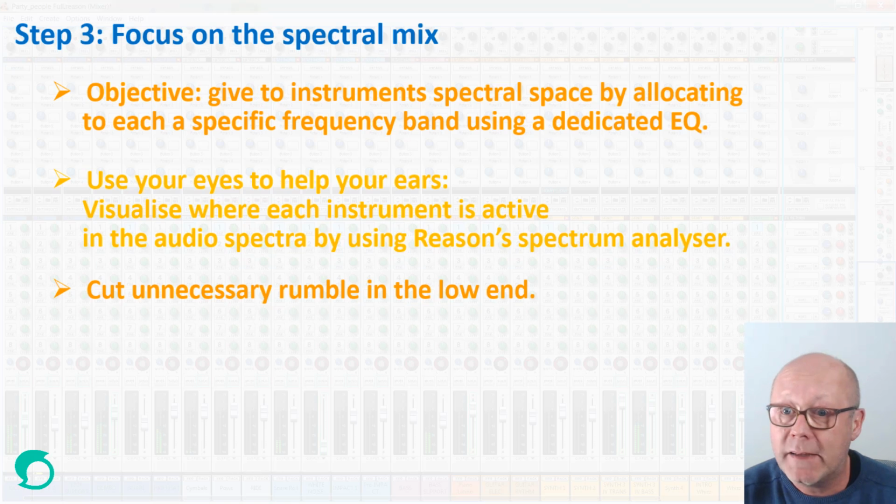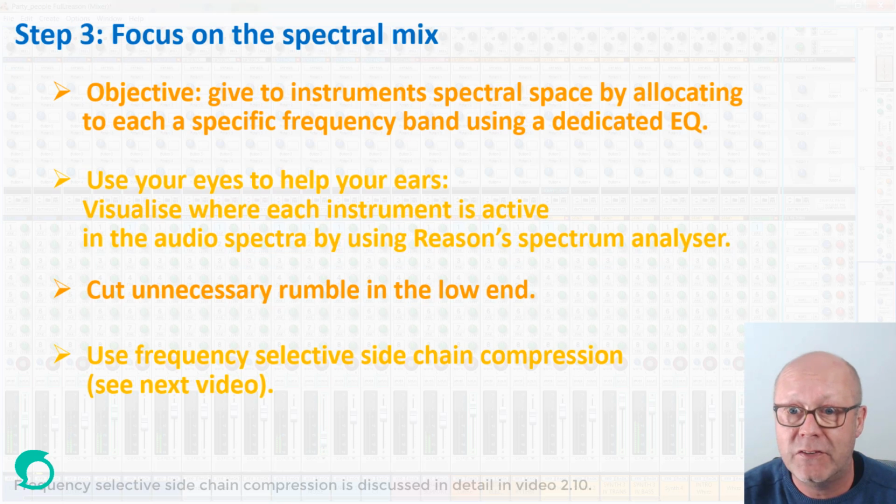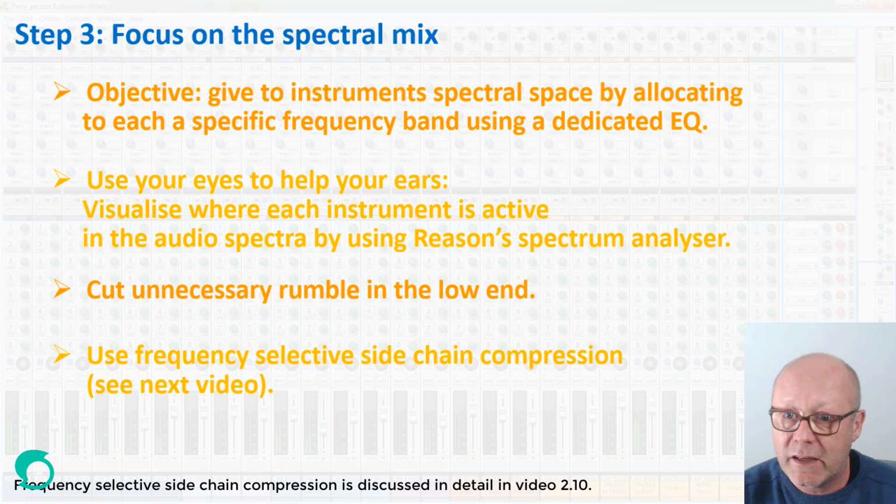For example, a bass and a kick drum often battle for the same spectral space. The solution is to use frequency-selective sidechain compression. This technique separates bass and kick in time by dynamically reducing the bass sound at the frequency of the kick each time the kick hits. We will see how to do this in the next video.